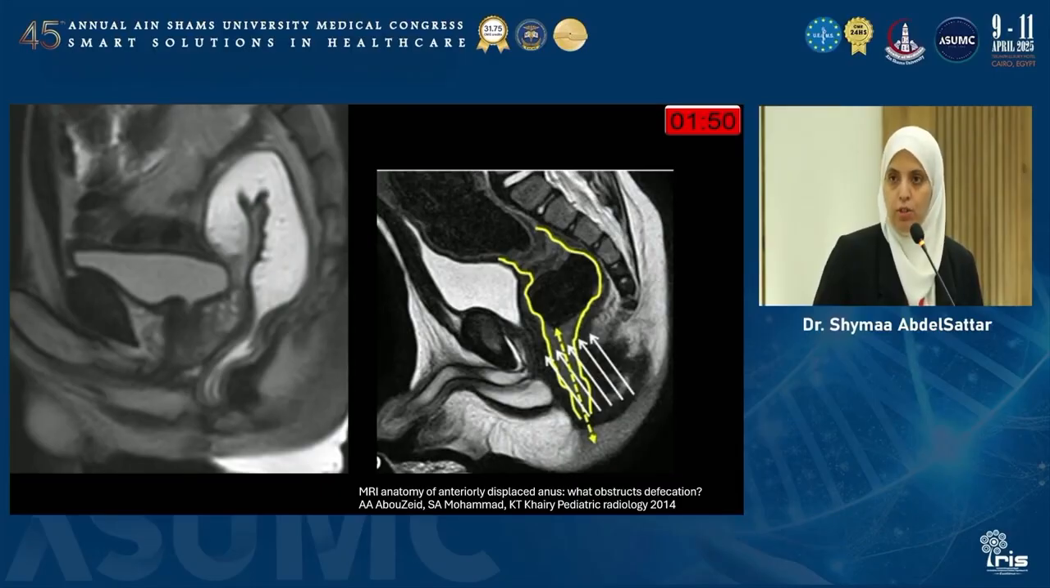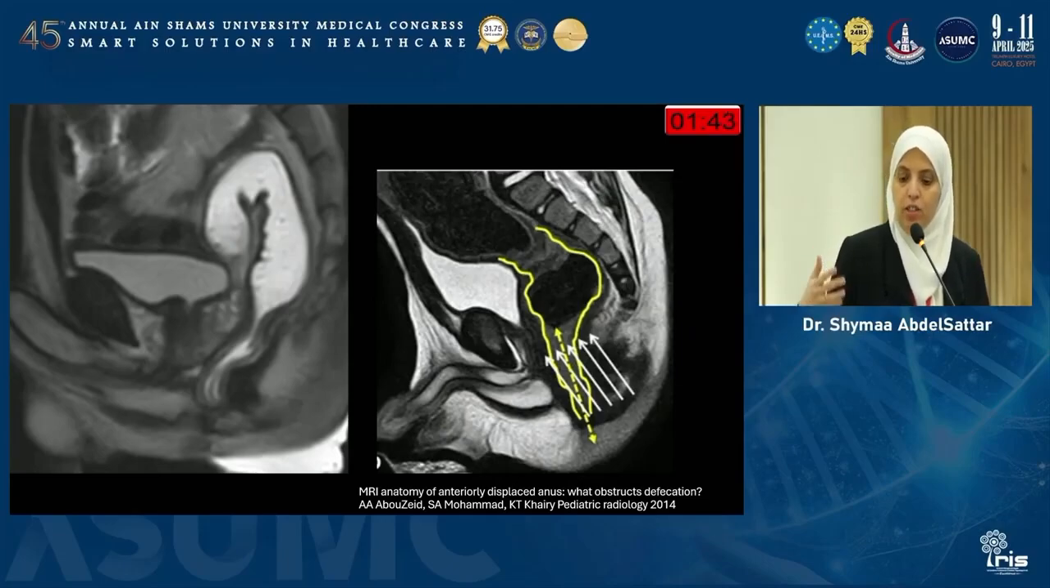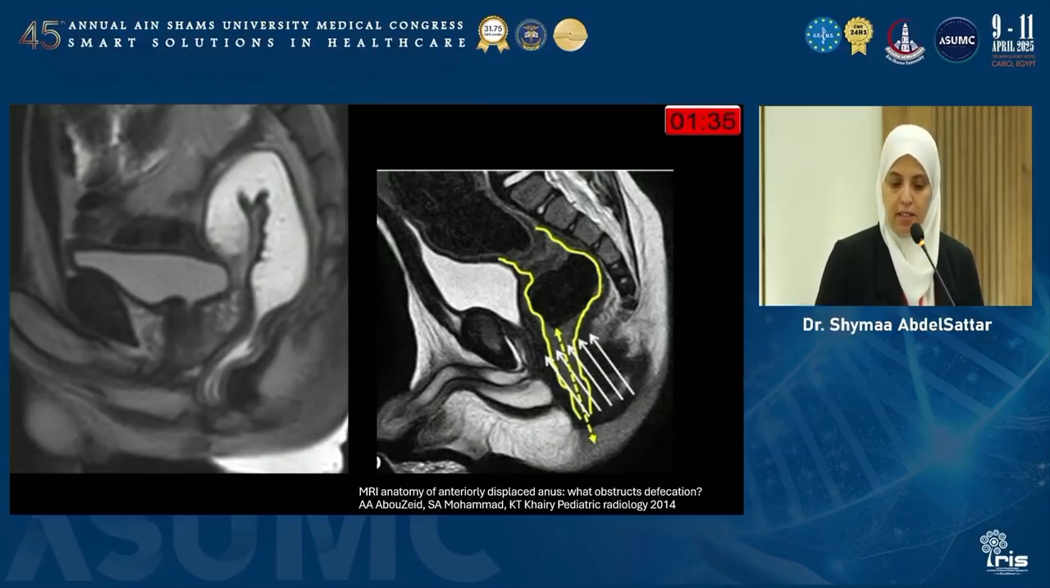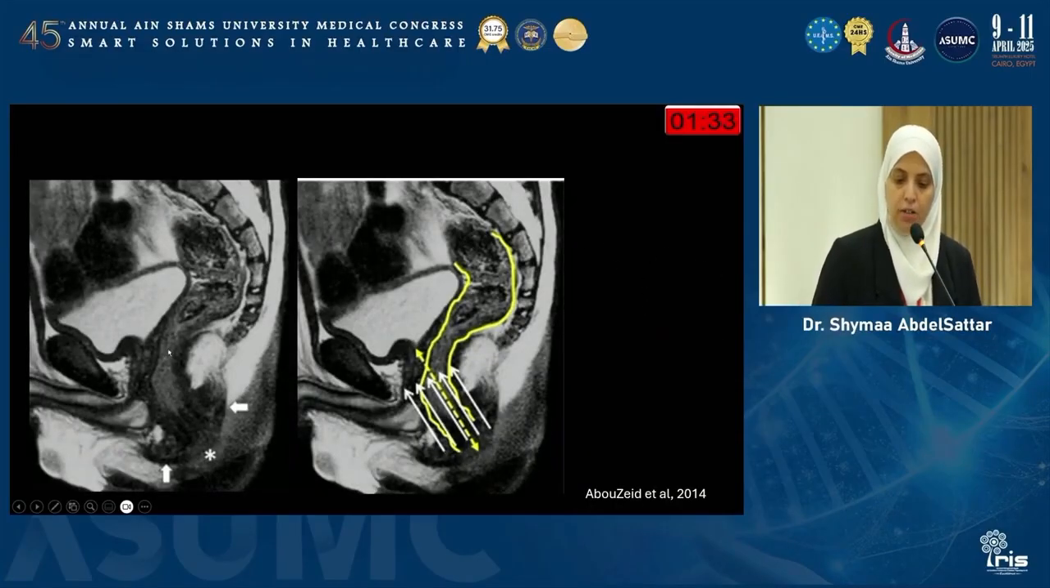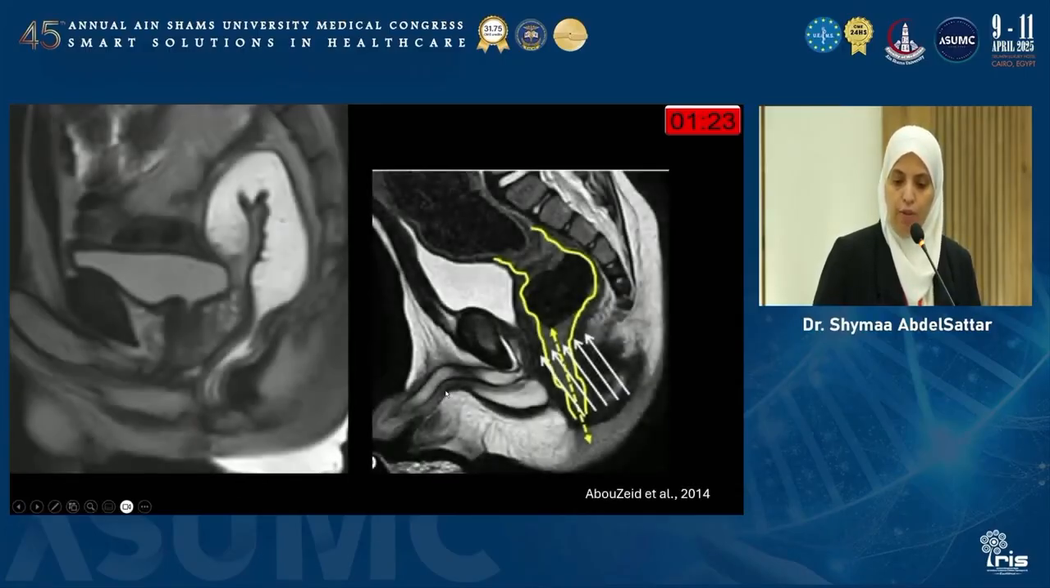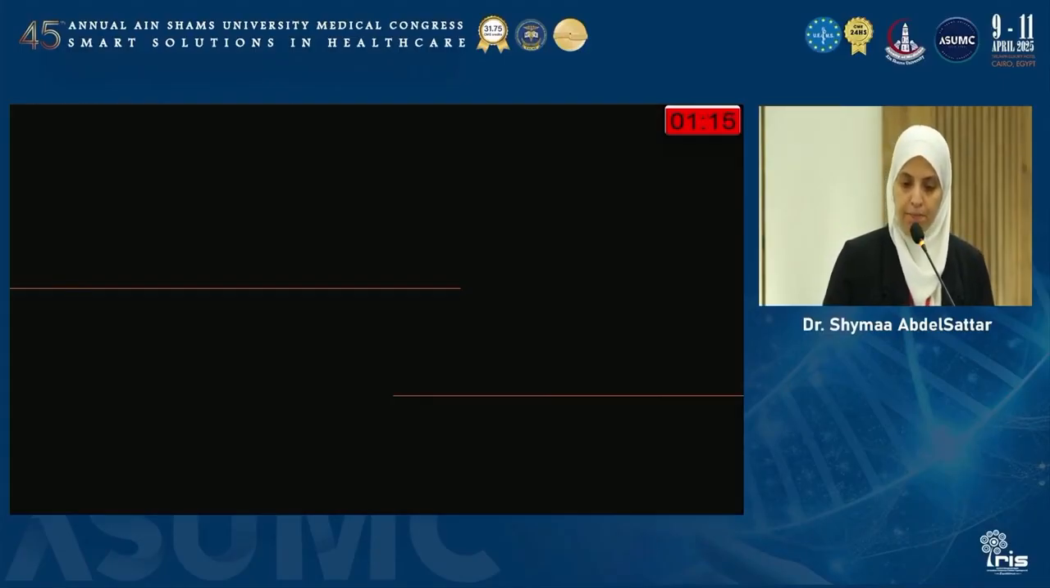When it contracts in normal scenarios, it would shorten and pass along the course of the anal canal. However, in case of anterior ectopic anus or anterior misplaced anus, it works against the axis of the anal canal, leading to its obstruction, as happened in this case. This is a normal anal canal during a normal situation. The direction of force of the muscles is along the anal canal. However, in cases of anterior anal displacement, it works against the direction of the anal canal, which causes obstructed defecation.